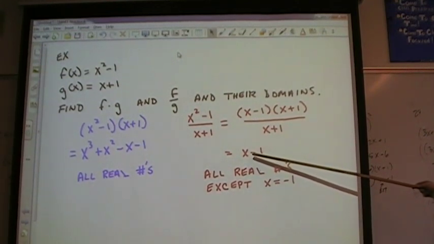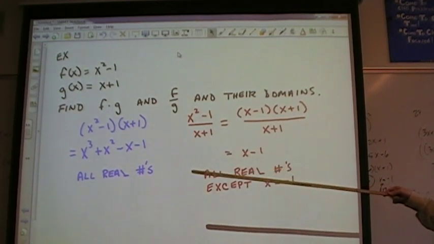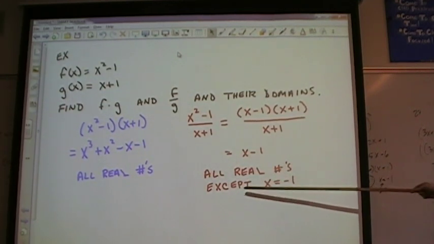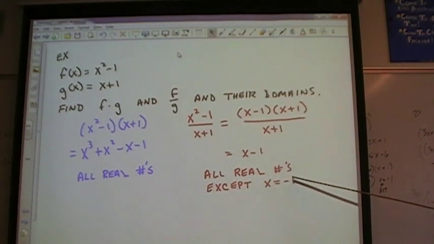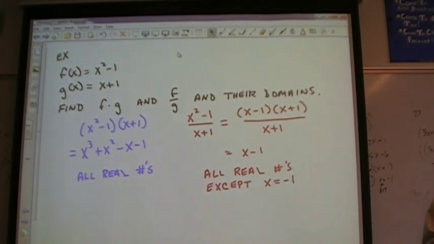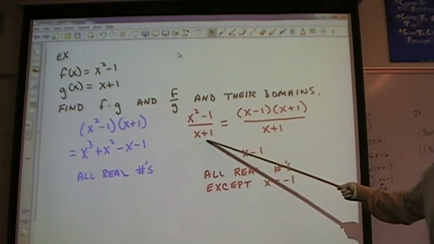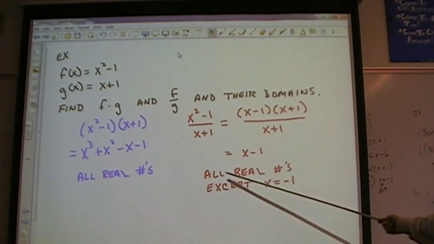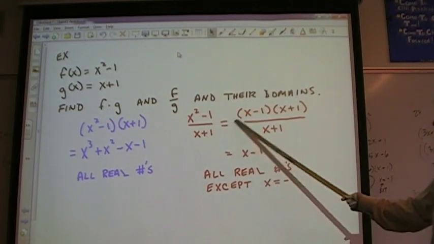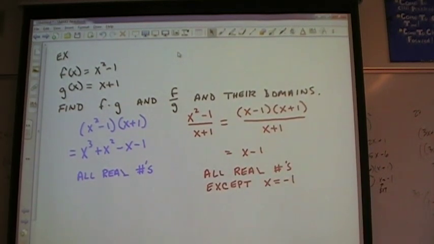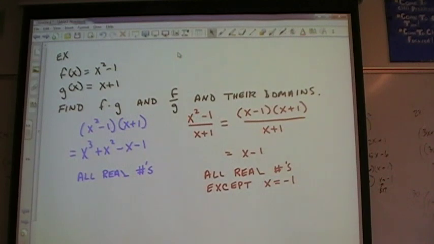What's your domain for any linear function? All real numbers. Except in this case, x cannot equal negative 1. Why can x not equal negative 1? Any idea? What happens if I plug negative 1 in right here? Oh, 0. You can't have 0 in a denominator. That's why it cannot be negative 1. So anytime you have a denominator, you need to look at it, and that would be your exception.